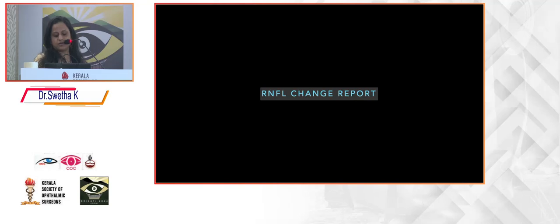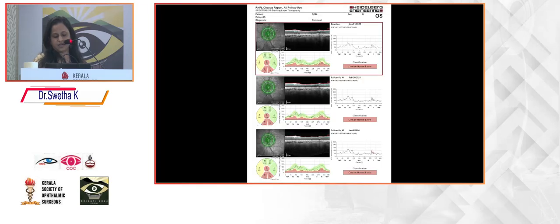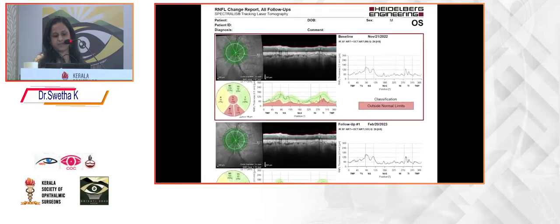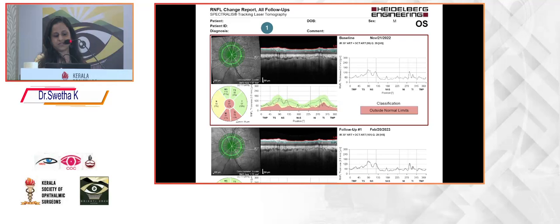Now I'll show the change reports available in this. First is the RNFL change report. Whenever you get a report like this, initially you have to go to the system and see whether the segmentation is proper, and whether the patient's age is given properly. Because the first thing here is patient demographics, we have to give the proper age, because it is compared to the age-matched data from the normative database.